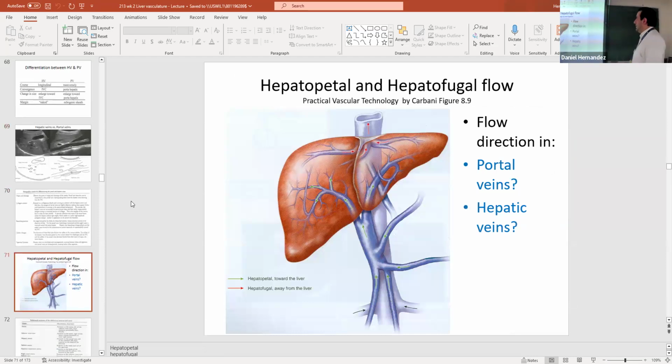So flow direction, hepatopetal and hepatofugal. So all the vessels that drain into the portal vein should be characterized as hepatopetal. So superior mesenteric vein, splenic vein should all have blood flow flowing towards the liver. So it should be hepatopetal flow. Hepatic veins should be hepatofugal, draining into the IVC.